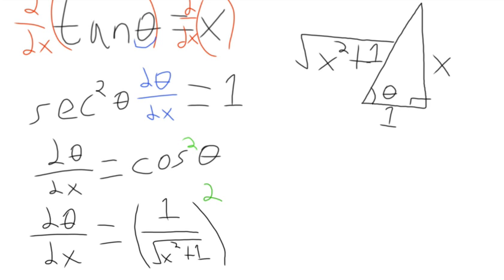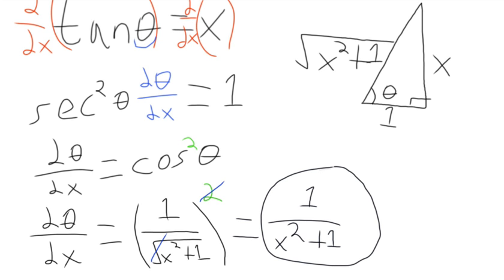Now we have the square root in the denominator that will cancel out when we square it. So all we have left is 1 over x squared plus 1. And this is our derivative for inverse tangent of x.